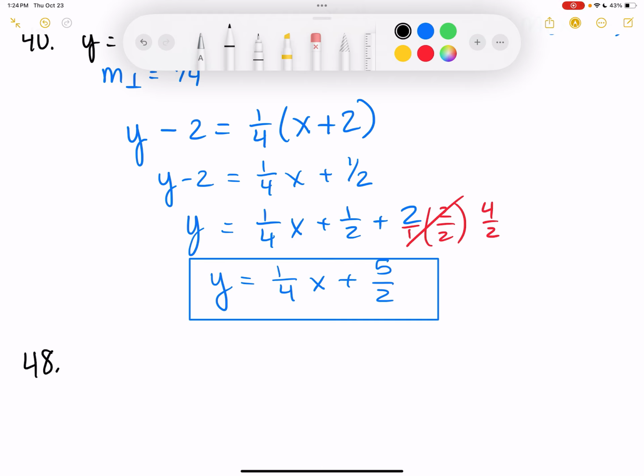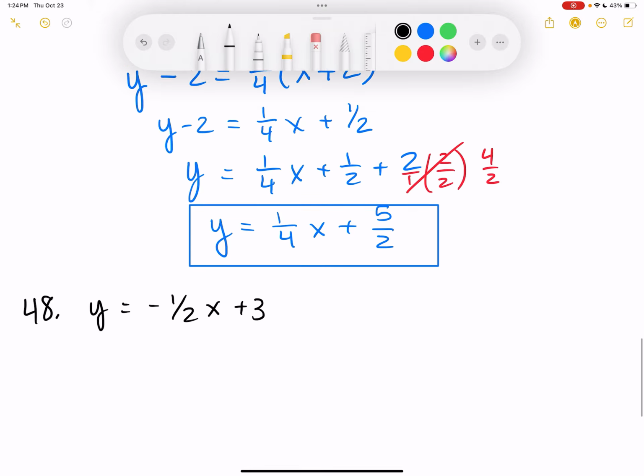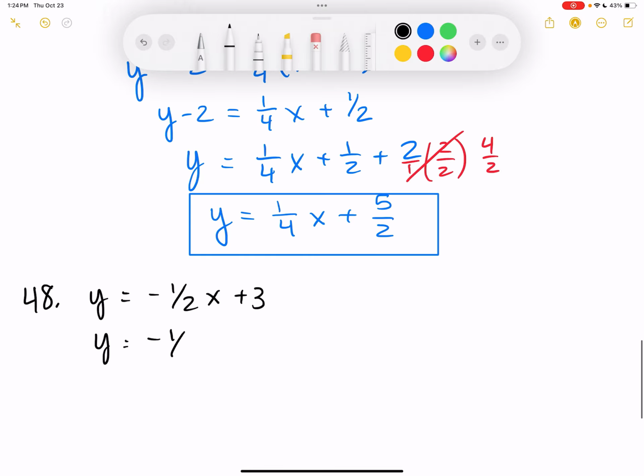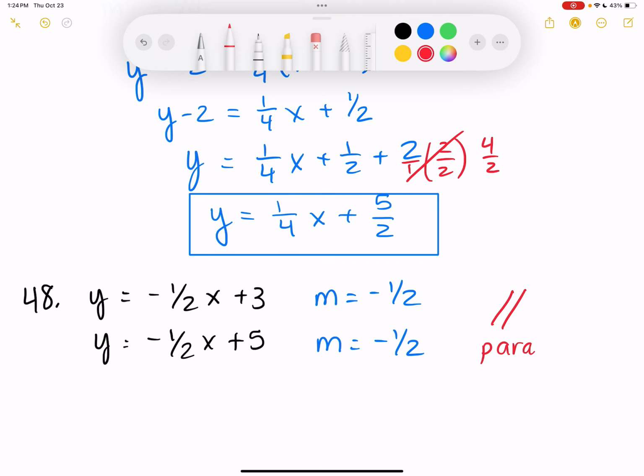Number 48. These want us to decide whether the lines are parallel, perpendicular, or neither. So y equals negative 1/2 x plus 3, and y equals negative 1/2 x plus 5. So what's the slope of this first line? Negative 1/2. What's the slope of this one? Also negative 1/2. So are these parallel, perpendicular, or neither? Parallel. So you can either write that or you can actually write the word. Up to you.